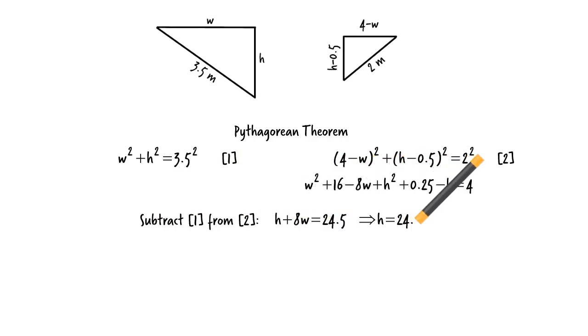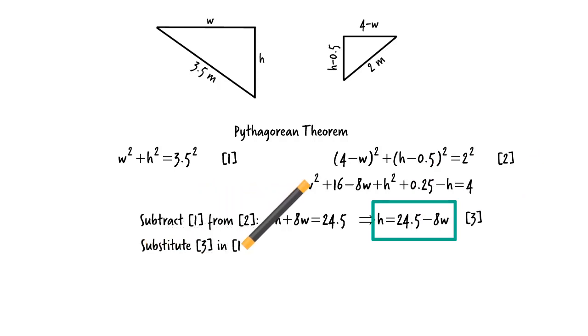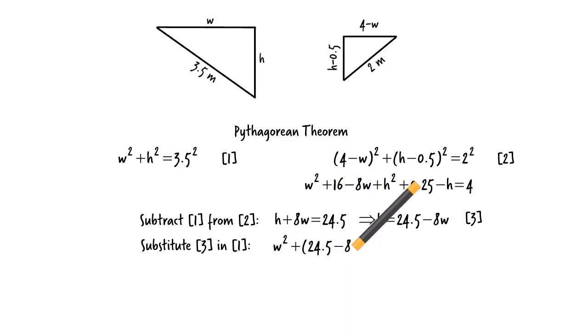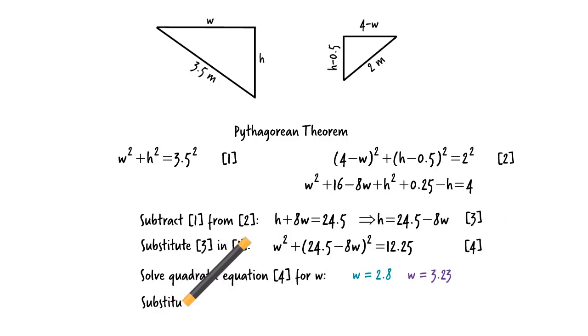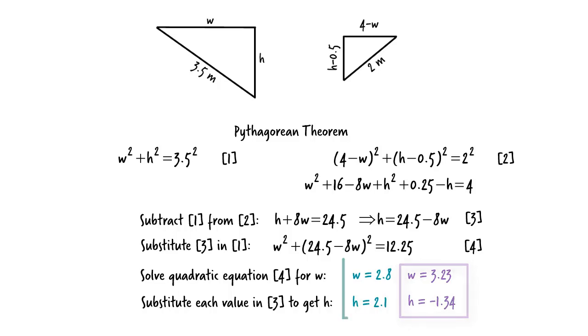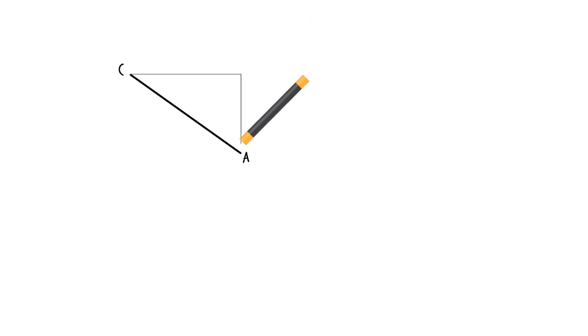Now, express H in terms of W. Then substitute this for H in equation 1. This gives us a quadratic equation in terms of W. The roots of the equation are. Substituting each computed value for W in equation 1, we get the corresponding H value. Since H cannot be negative, this solution is not applicable. Here is the right solution. Knowing H and W, we can now calculate the inclination angle for each wire segment.